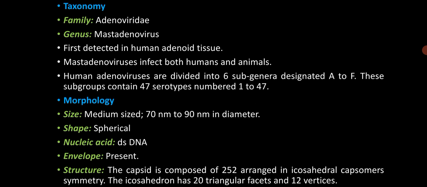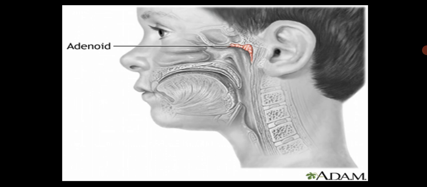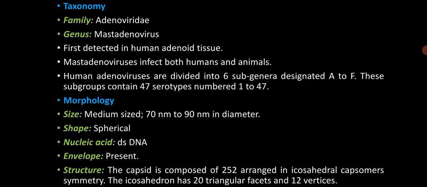So the taxonomical information of the adenoviruses: they belong to the family Adenoviridae and genus Mastadenovirus. They were first detected in humans in the adenoid tissues. The adenoid tissues are the tissues found just above the vocal cord. From this region, the adenoviruses were first isolated and detected.